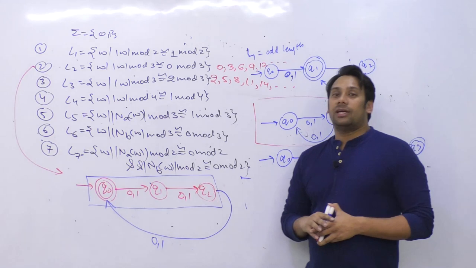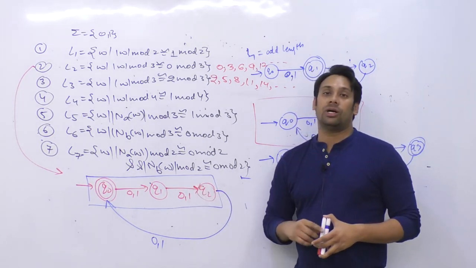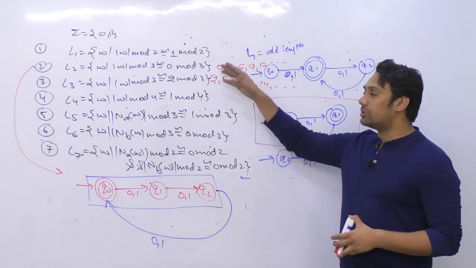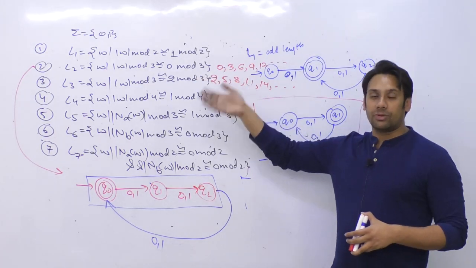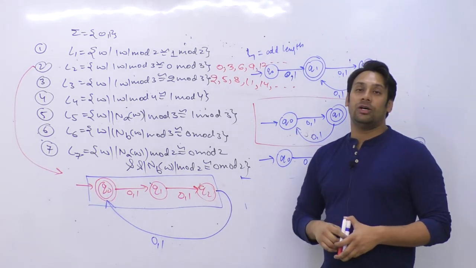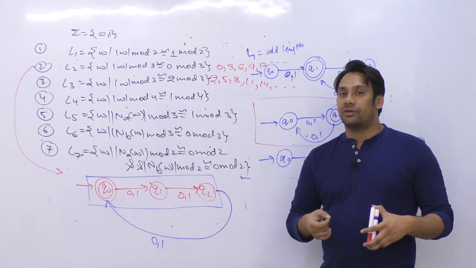What does finite automata mean? It means that your finite automata should contain a finite number of states. Even if the language is infinite, even if the number of strings in the language is infinite, still you can create a finite automata where the number of states is finite.